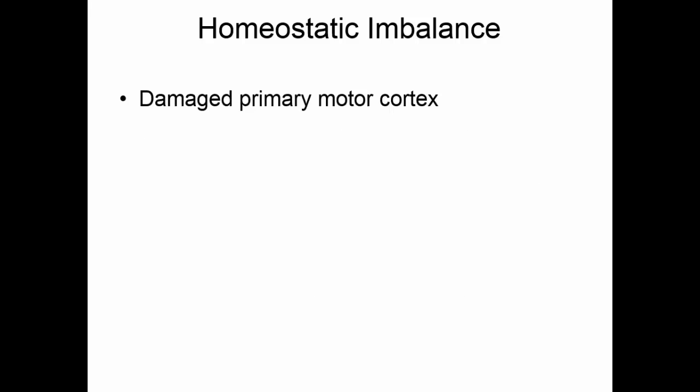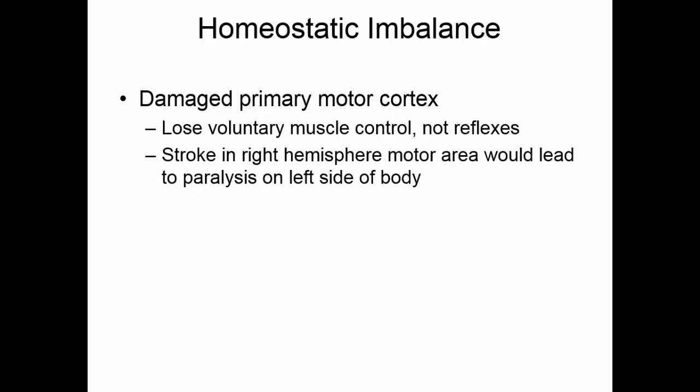If we have damage to the primary motor cortex, we will lose voluntary muscle control. However, reflexes will stay intact. A stroke in the right hemisphere in the motor area would lead to paralysis on the left side of the body since the brain is contralateral.